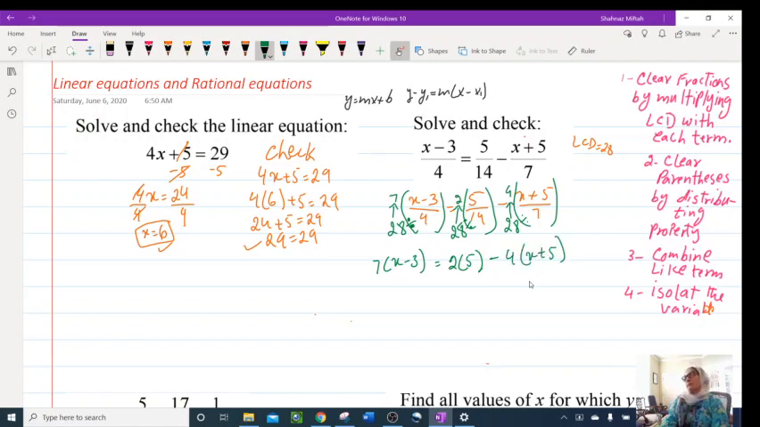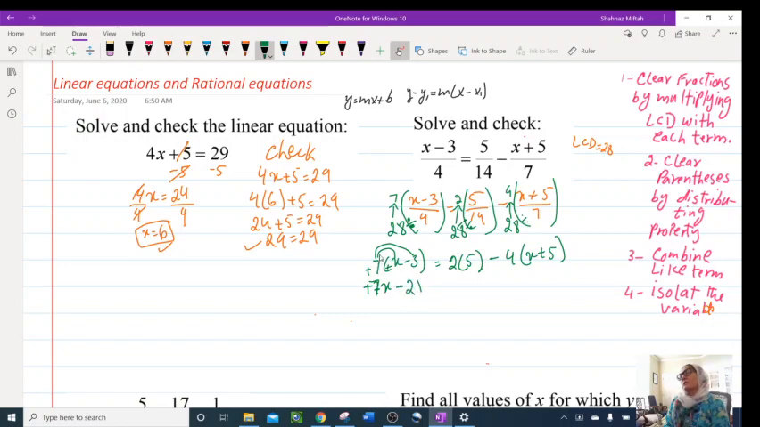Fractions gone. Now let's clear the parentheses. So I have to use the distributive property. 7 is going to multiply with x, and 7 is going to multiply with 3. Make sure you remember that if I'm multiplying 7 with x and 3, their signs have to multiply. Positive times positive is going to give me positive. 7 times x is 7x. Positive times negative is going to be negative. 7 times 3 is 21.